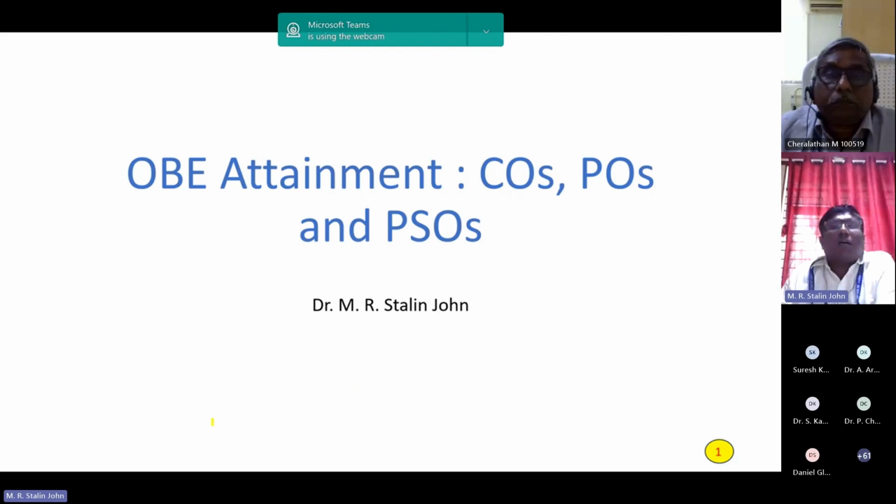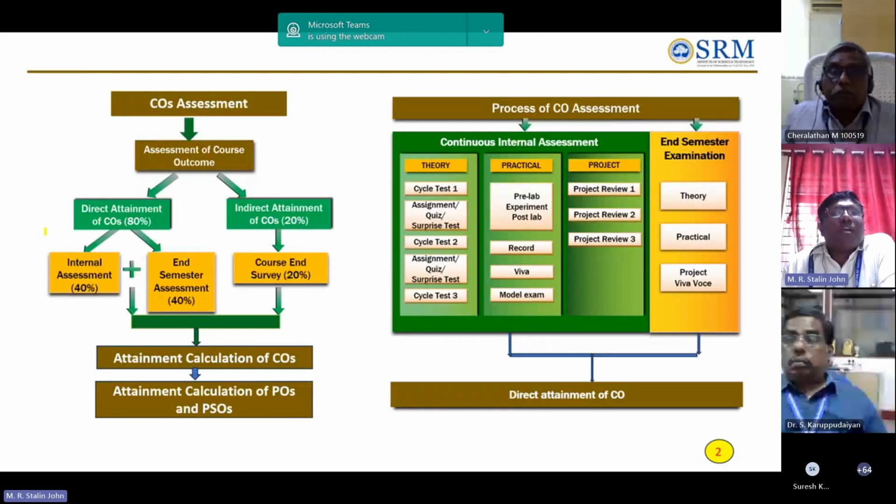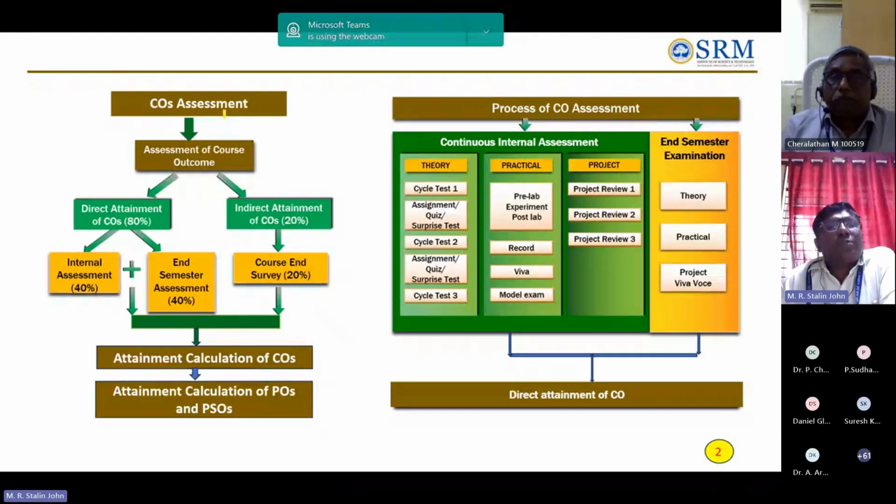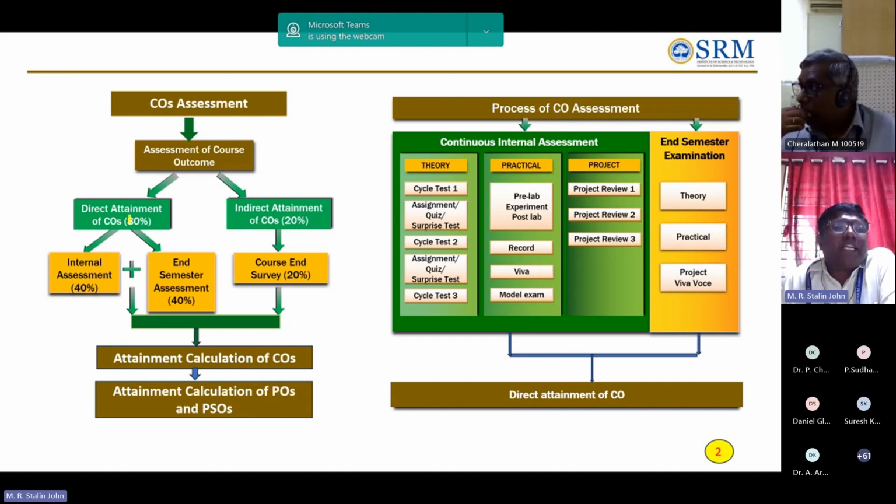Okay. Now we are going to discuss the OBE attainment, CO and PSO. As we already know, for the assessment of CO, the course outcome, we have two methods. One is called direct assessment of CO. Another one is called indirect attainment of COs. Direct attainment of CO is 80%. Indirect attainment of CO is 20%.